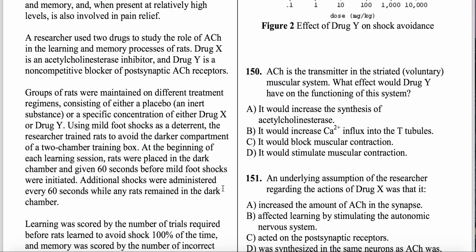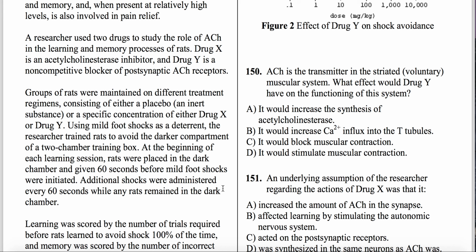Acetylcholine is a transmitter in the striated voluntary muscular system. What effect would drug Y have on the functioning of this system? Okay, so in the neuromuscular junction, we know that acetylcholine obviously binds to the acetylcholine receptors on the sarcolemma, and that causes an efflux of calcium from the sarcoplasmic reticulum, which binds to troponin, and so on. The movement of the muscle fibers, the shortening of the muscle fibers, causes muscle contraction. Okay, so all that stuff is what you have to bring up in your head.